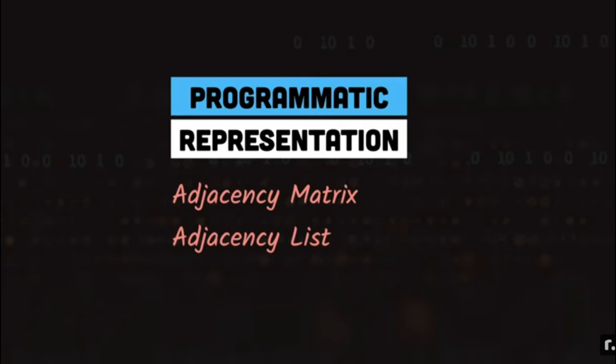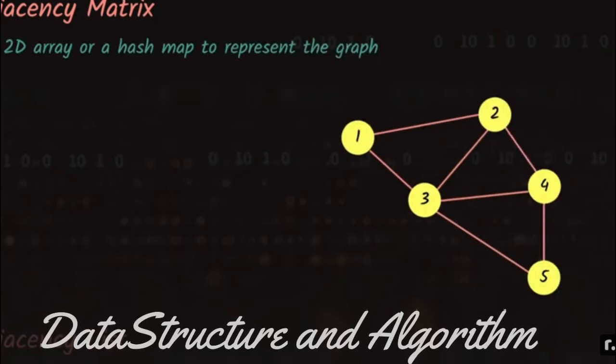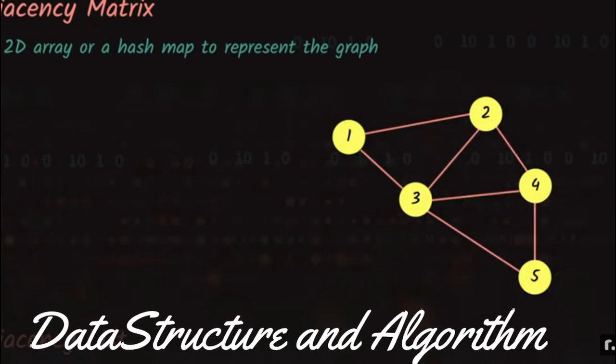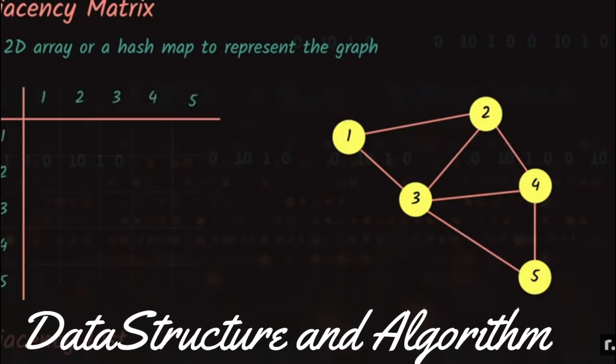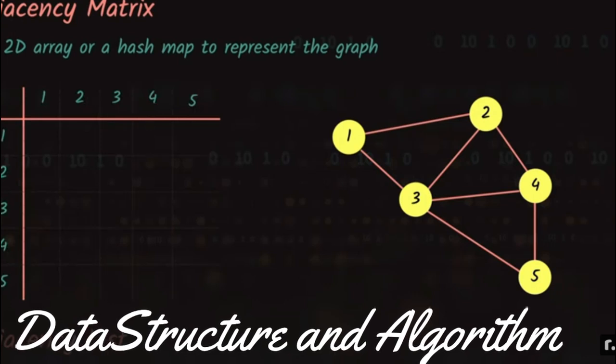So first of all we have the adjacency matrix, in which we represent the graph using a two-dimensional array or a hash map. Let's say that we have this graph and we need to represent this using the adjacency matrix. So we will create a two-dimensional array where each dimension of the array has all the nodes of the graph.